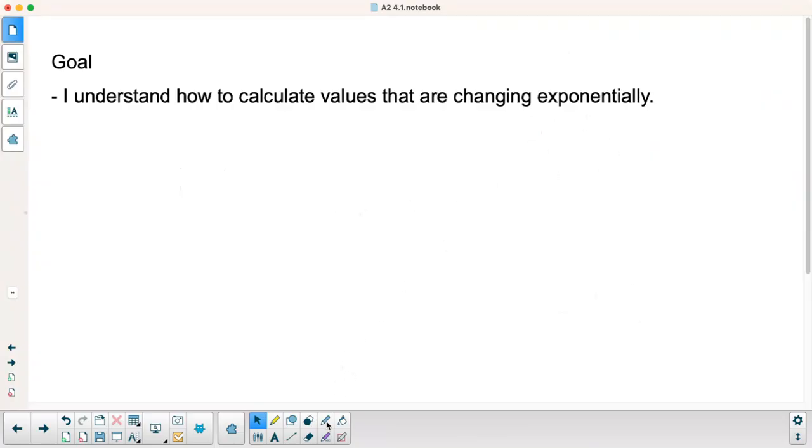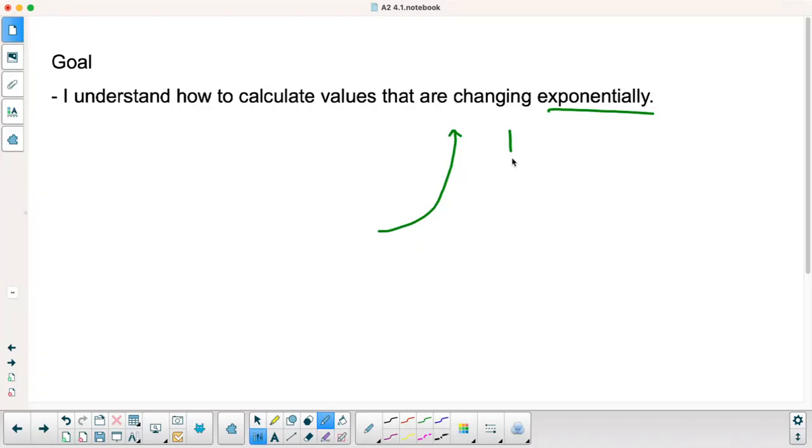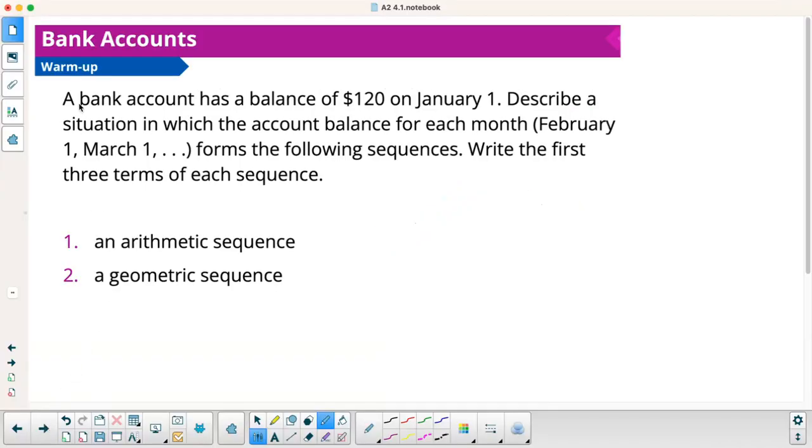Okay, exponentially. You might remember earlier when we had geometric sequences, they ended up getting these growth or decay functions. These are actually called exponential functions as well. They come from a geometric sequence, which is multiplying, which is kind of the same as when your variable is in the exponent. So, warm up.